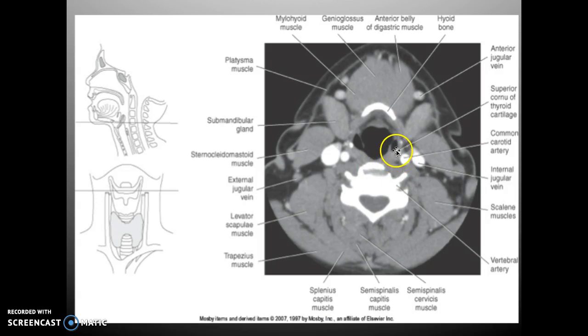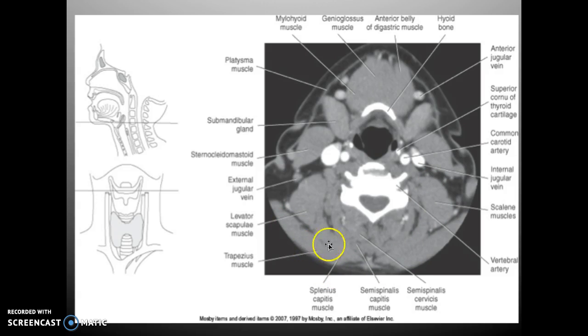This one, I'm not going to ask you that one. This is down low. This is a thyroid, so it's a thyroid artery. So here is your common carotid artery. It has not bifurcated yet, and your internal jugular. So here are your scalene muscles, your vertebral artery. It's hard to see because it's the same density as the bone. And then your muscles, which are kind of hard to see, but not too bad on this one.